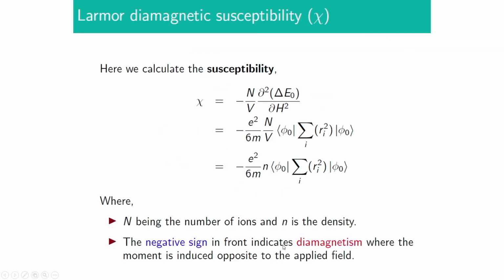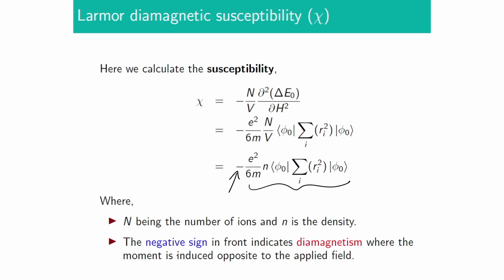All right. So, we will calculate the susceptibility using this minus n by v and this del 2 del E 0, that is the correction to the ground state energy by H square. It is second order in H. So, you take a double derivative, and what you land up with is this expression, and this is of course an expression for the magnetic insulators, the diamagnetic susceptibility.